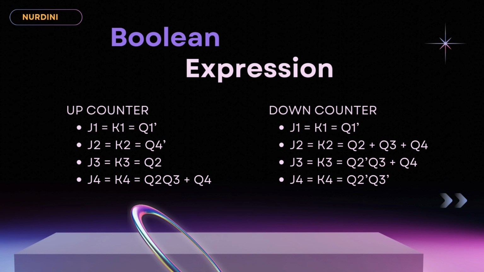For the down counter, again, we have Q1, which toggles on every pulse. For Q2, it toggles if any of Q2, Q3, or Q4 are high. For Q3, it toggles when Q2 is low and Q3 is high, or if Q4 is high. And finally, Q4 toggles only when both Q2 and Q3 are low.